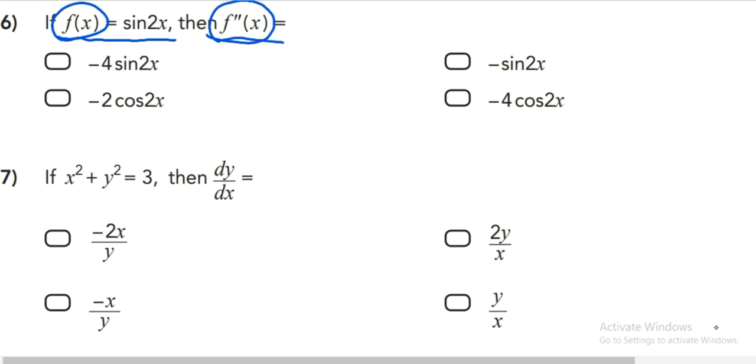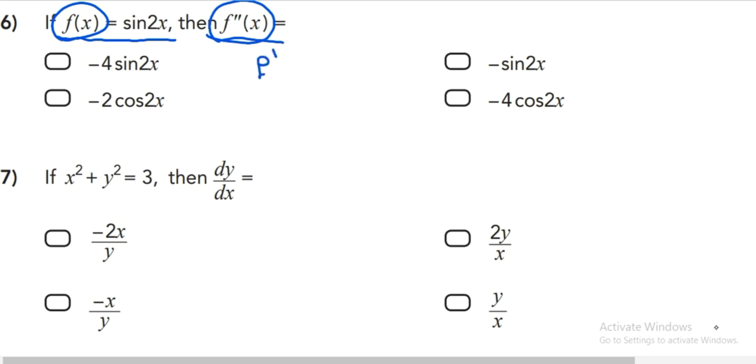If he gives the first derivative or the function, what do we have to do? If he gives the function, we have to differentiate 2 times. If he gives the first derivative, we'll differentiate only 1 time. So we have to pay attention to what he gives and what he asks. Here he gives the function, so we'll differentiate this expression 2 times.